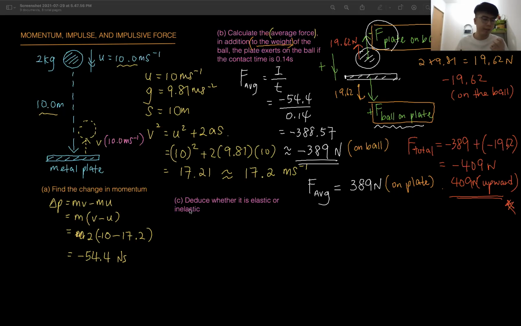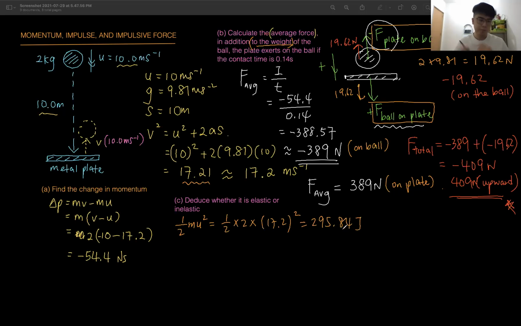Deduce whether it is elastic or inelastic. Now this one I mentioned earlier, you have to talk about the kinetic energy. So you can calculate the kinetic energy before, half m u squared. Now be careful, the u is not the u up here. It's the u before it hits, the one that you calculated, 17.2. So it's half times 2 times 17.2 squared.